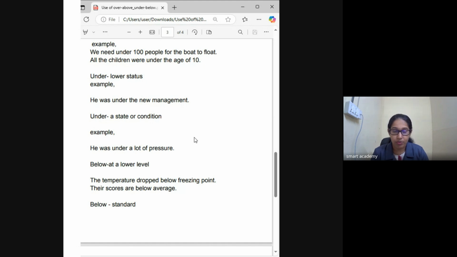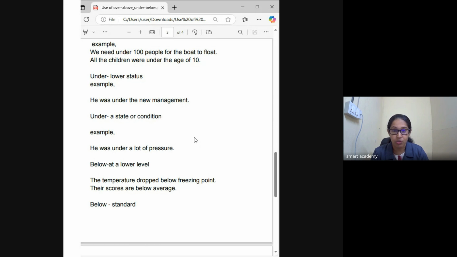The temperature dropped below. The school's result is below average. Their result or their performance is below average. Below, right? Then the next use of below is to show some standard.